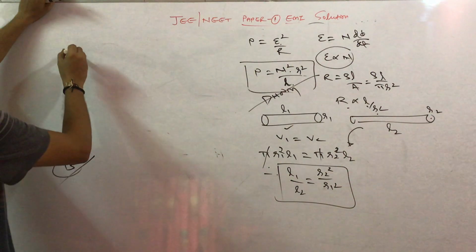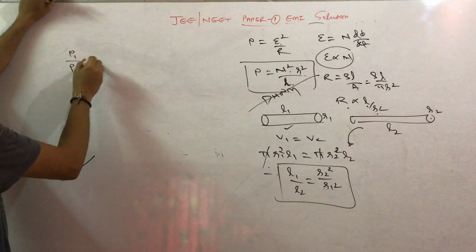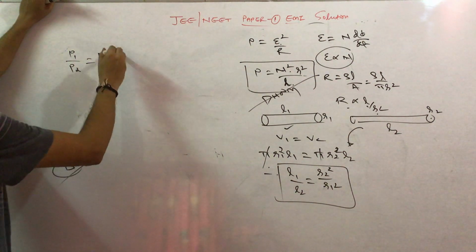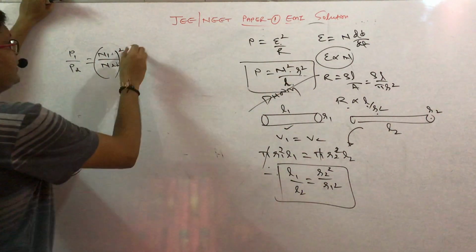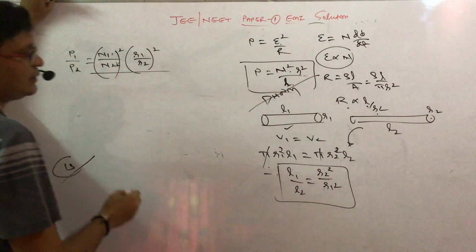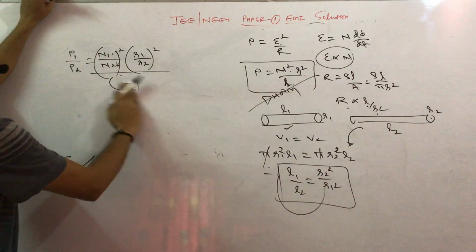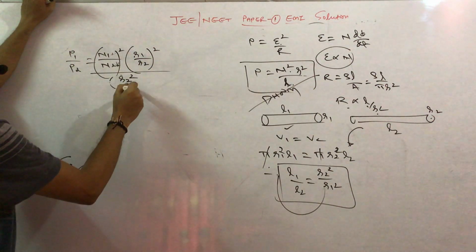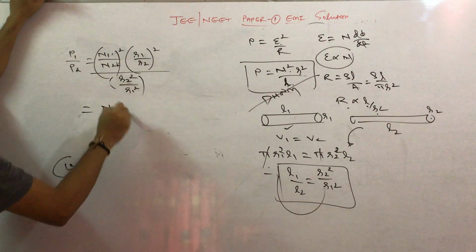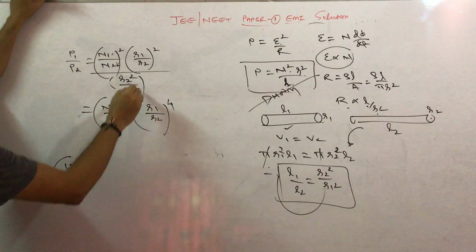So now we have to find the ratio P1 to P2. So P1 by P2 is equal to N1 square by N2 square, that is N1 by N2 the whole square. In place of R comes R1 by R2 the whole square upon, in place of L comes L1 by L2, but in place of L1 by L2 I can put here R2 square upon R1 square. That is, this becomes N1 by N2 the whole square and R1 by R2 the whole power 4.